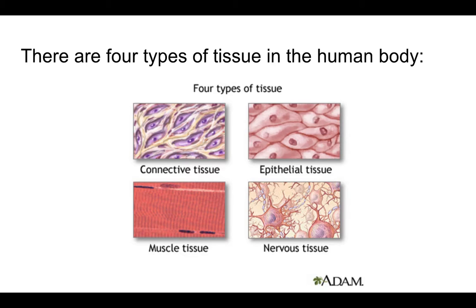So you're going to see a lot more nervous tissue in your brain and down your spinal cord, whereas our skin is epithelial tissue. And that epithelial tissue can vary depending on where it's located because, again, our skin on our outside is epithelial, but also the lining of our stomach and small intestines is also epithelial.